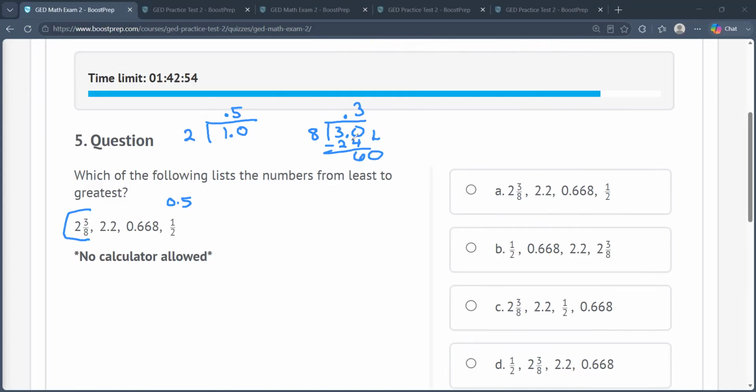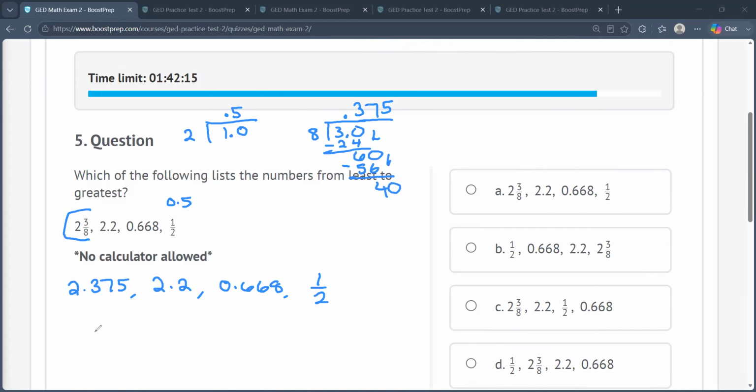How many times does 8 go into 60? 7. 8 times 7 is 56. 60 minus 56 is 4. And then bring down the 0. So it'd be 0.375. So 2 and 3/8 is the same thing as 2.375. And then you have 2.2, 0.668, and then 1/2. So all we've got to do is go from smallest to largest.